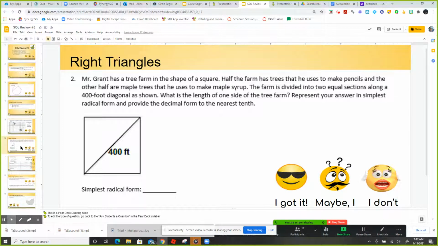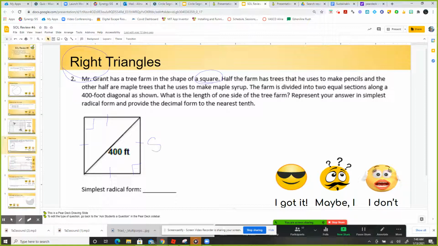Number 6, I'll be honest, if I was taking an SOL or a district test, I would save this one for the very end. Mr. Grant has a tree farm in the shape of a square. So automatically, I know because it's a square that I've got 4 equal sides and I've got right angles. So now I've got a right triangle. That's why it's a right triangle question. Half the farm has trees that are used to make pencils and the other half are used to make maple trees. So that's irrelevant. The farm is divided into 2 equal sections along the 400-foot diagonal shown. What is the length of one of the sides of the tree farm?